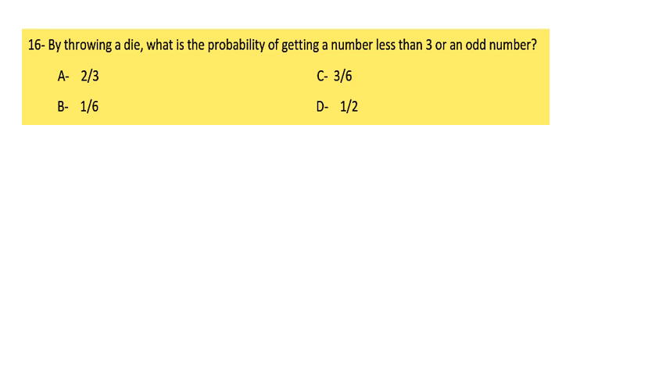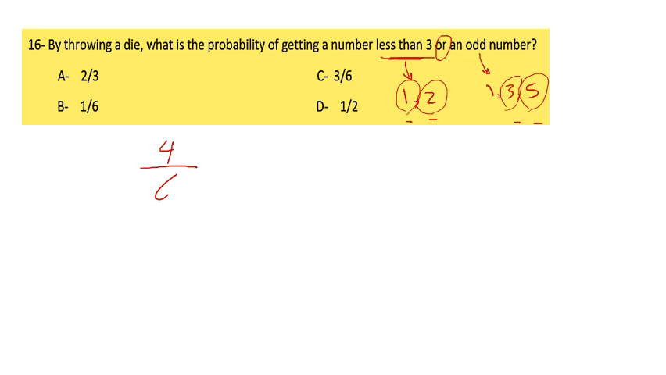By throwing a die, what is the probability of getting a number less than 3, which is 1 and 2, or odd, 1, 3, and 5? So combine them together: less than 3, 1 and 2, odd 1, 3, and 5. So I'm going to choose 3 and 5, not repeat the 1 again. So how many choices? 4 choices. Out of what? Out of 6 choices. By dividing up and down by 2, it's 2 out of 3.